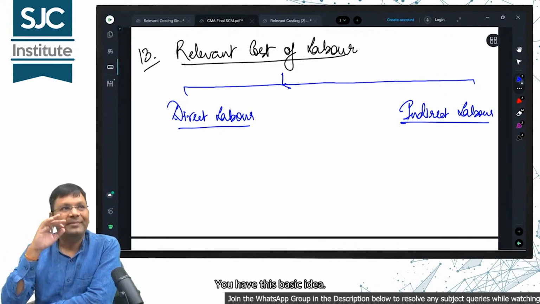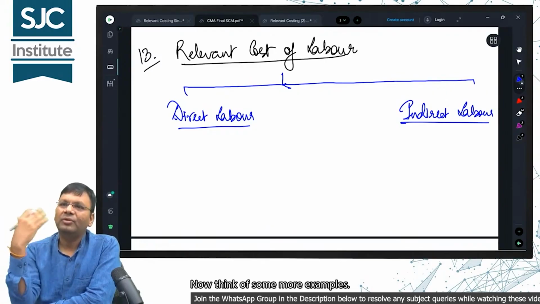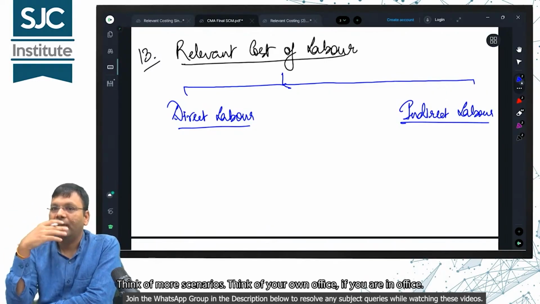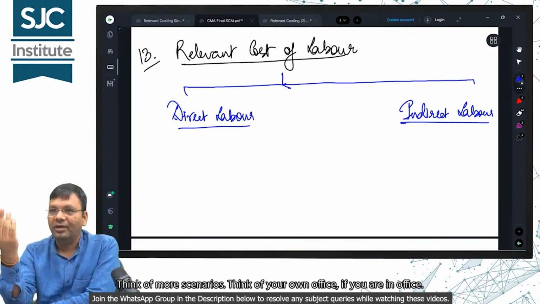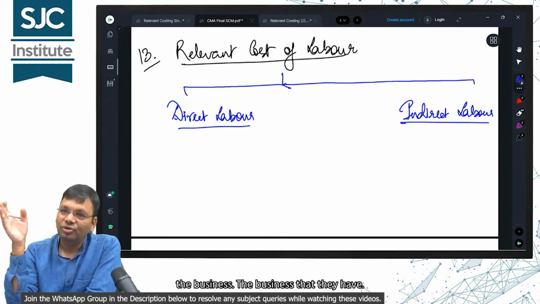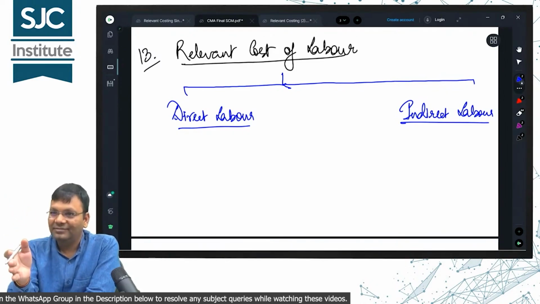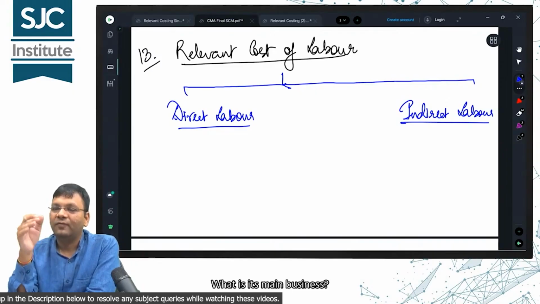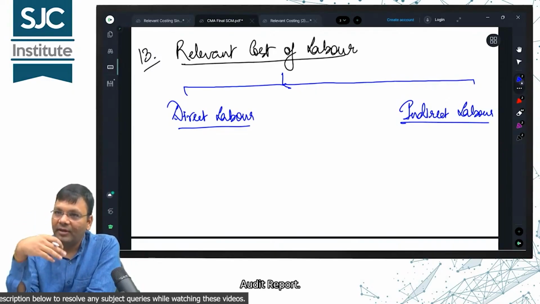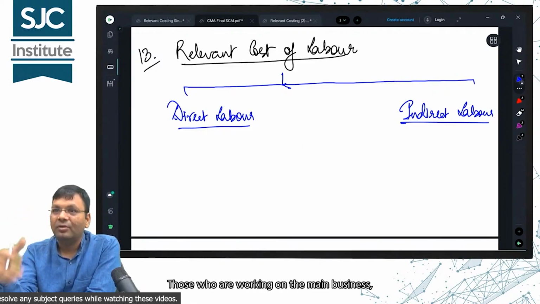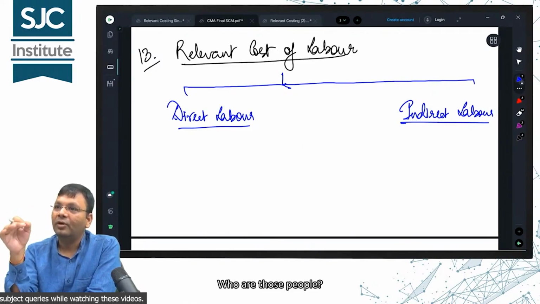Okay, you have this basic idea. Now think of some more examples. Think of more scenarios. Think of your own office. If you are in an office, they shift articles and provide training. So the main business, suppose that you work in a big firm. What is its main business? Audit reports, assessment, right? Those who are working on the main business, who are those people?